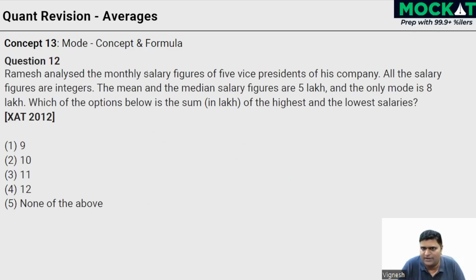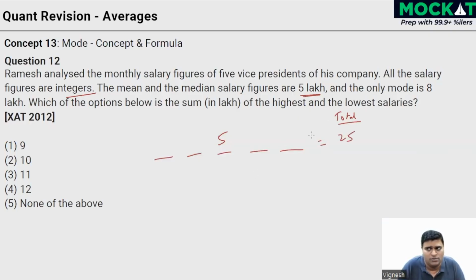Question 12. Ramesh analyzed the monthly salary figures of 5 vice presidents of his company. All the salary figures are integers. The mean and median salary figures are 5 lakh. For who? 5 vice presidents: 1, 2, 3, 4, 5. The median is 5. Then what's the total going to be? Mean is also 5, so the total is going to be 5 into 5, 25 lakhs.